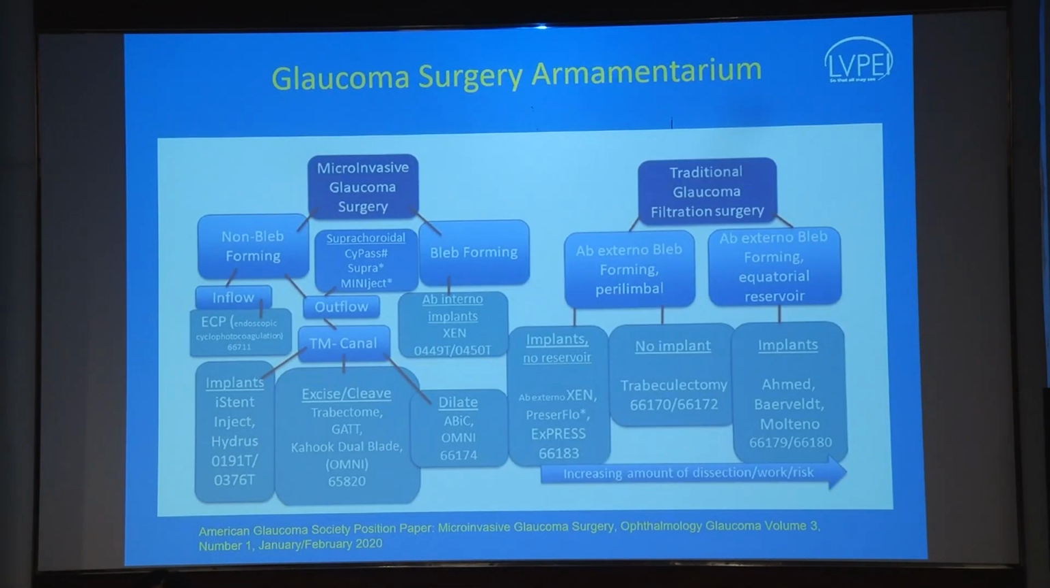The American Glaucoma Society has this classification where MIGS surgeries can be classified as non-bleb forming and bleb forming. In the non-bleb forming, we have inflow reduction, which is mainly cyclophotocoagulation. And the outflow enhancing procedures are trabecular meshwork or canal-based surgeries, which are, like I already talked about, excising the trabecular meshwork or causing cleavage, like trabectome, the GAT procedure, and the Kahook dual blade. And the implants are the iStent and iStent inject and Hydrus implants. And the bleb forming ab interno procedure is the Xen subconjunctival implant.